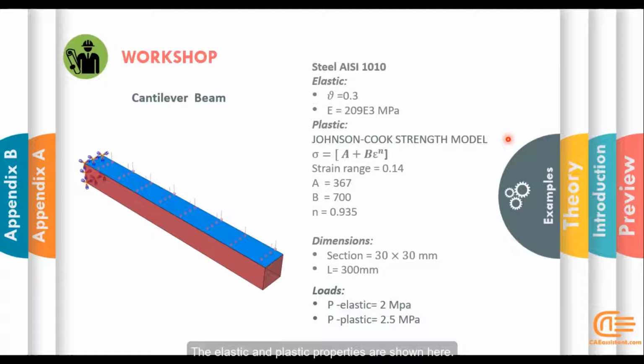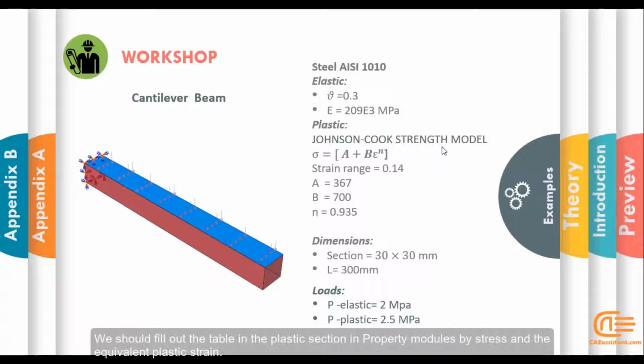The elastic and plastic properties are shown here. We use the Johnson-Cook strength model for calculating the equivalent von Mises stress. Constant A is the yield stress corresponding to a 0.2% offset strain. Constant B and exponent N represent the strain hardening effects of the material. We should fill out the table in the plastic section in the property module by stress and equivalent plastic strain.